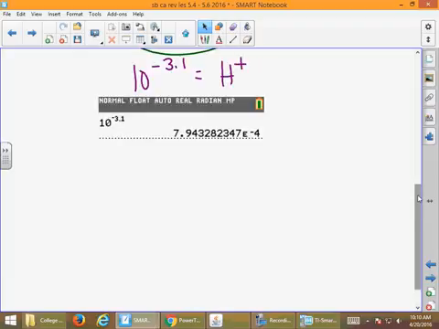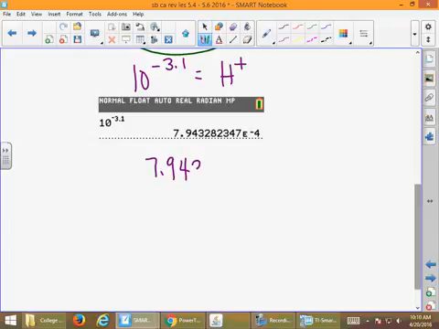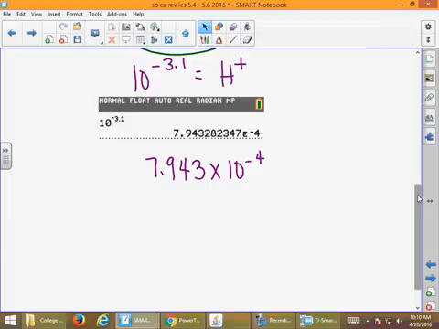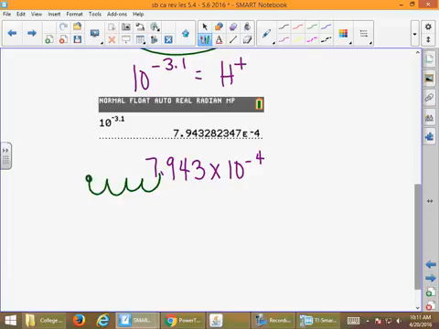So what this means here is 7.943 times 10 to the negative 4. That's what that E means, times 10 to the negative 4. And then we're going to move our decimal place. Well, we're going to move it 1 space, 2 spaces, 3 spaces, 4. So when we fill those in, we're going to have 0.000794.